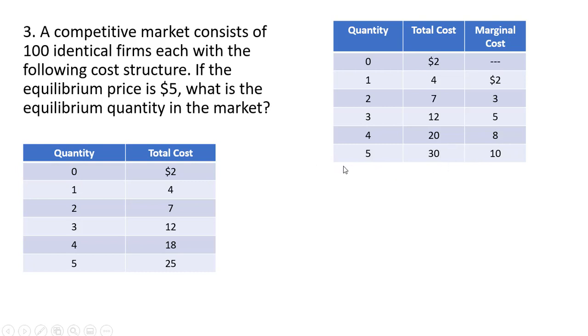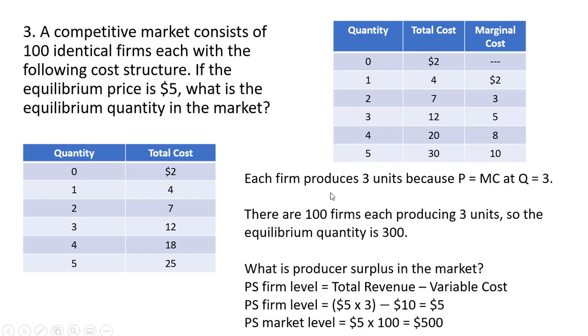So the first thing we're going to do is find where price equals marginal cost, and that looks to be at 3 units of output. So each firm produces 3 units of output because price equals marginal cost at Q equals 3. Since there are 100 firms each producing 3 units of output, the equilibrium quantity is going to be 3 times 100, or 300 units. Another thing we could ask is, what is a producer surplus in this market?